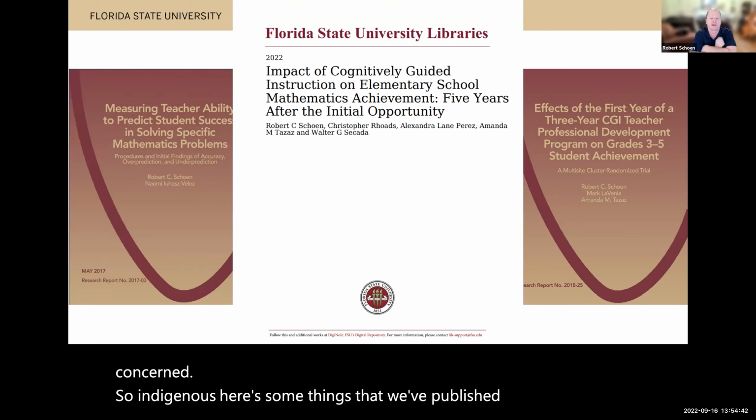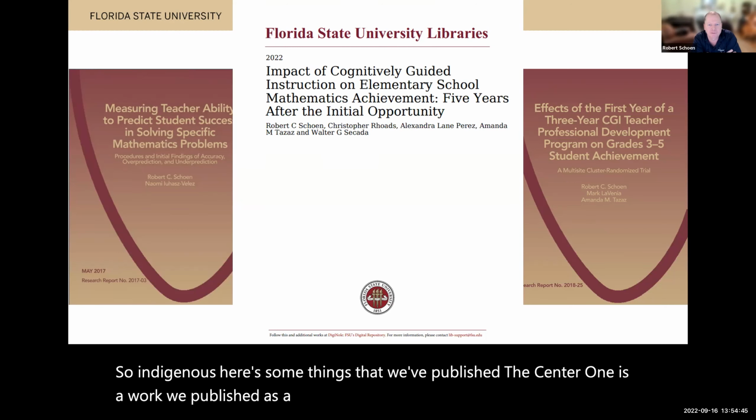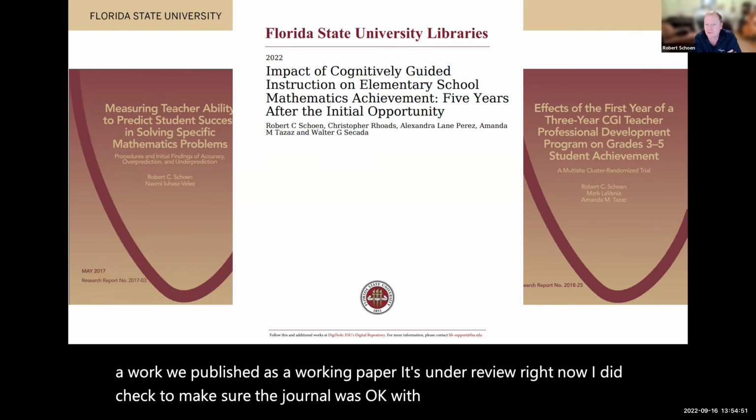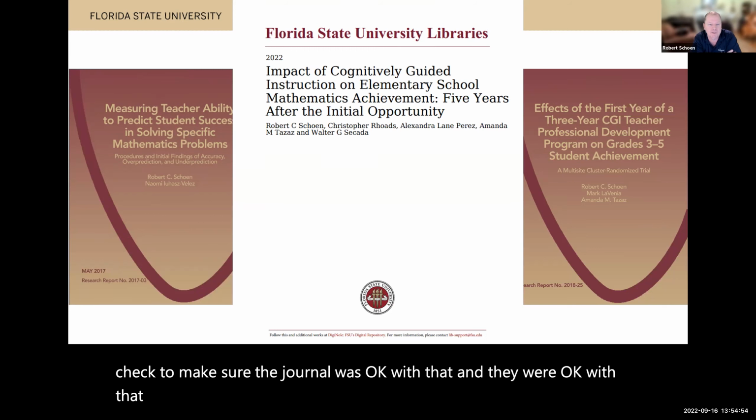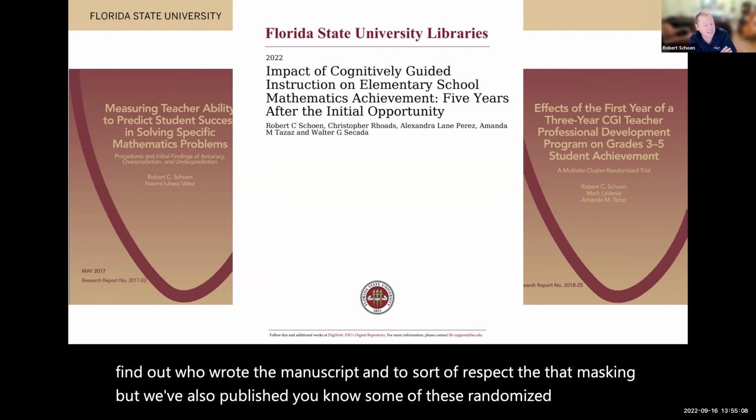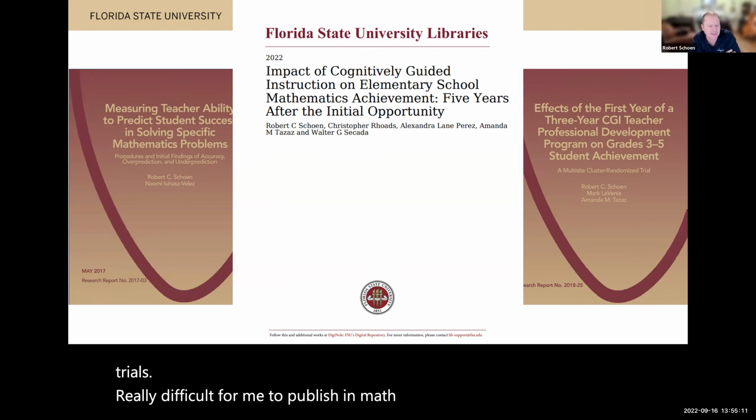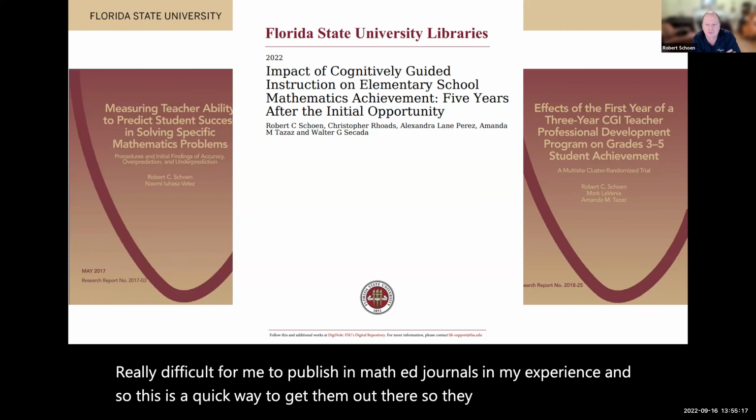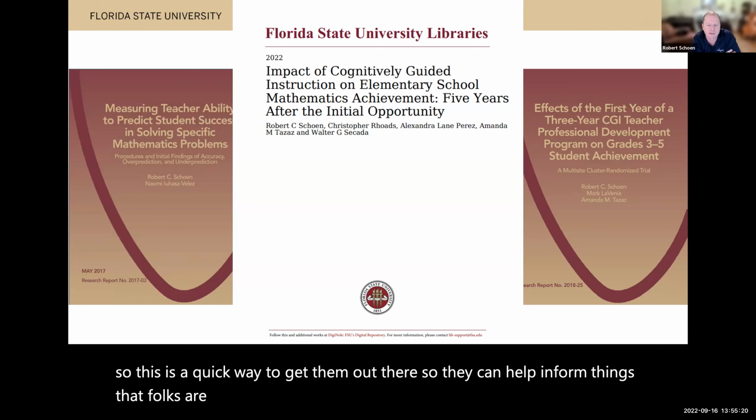The center one is a work we published as a working paper. It's under review right now. I did check to make sure the journal was okay with that, and they were. Their response to me is they expect their reviewers to not go try to find out who wrote the manuscript and to respect that masking. But we've also published, some of these randomized controlled trials are really difficult for me to publish in math ed journals, in my experience. And so this is a quick way to get them out there so they can help inform things that folks are doing, while we're trying to get them published in a refereed place.